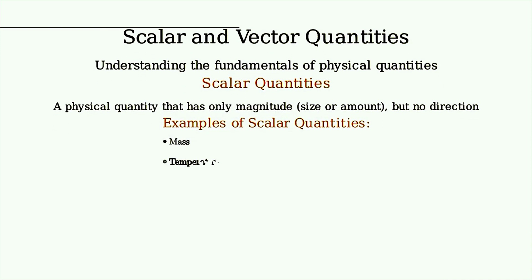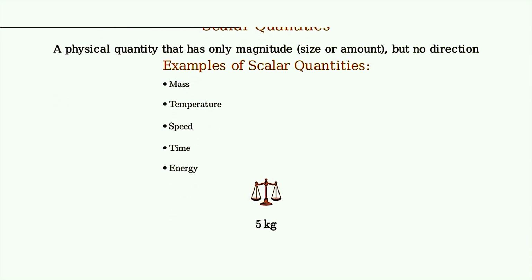Some common examples of scalar quantities include mass, temperature, speed, time, and energy. For instance, when we say an object has a mass of 5 kilograms, we're only concerned with the amount or magnitude of the mass. It doesn't make sense to say the mass is pointing in a particular direction.